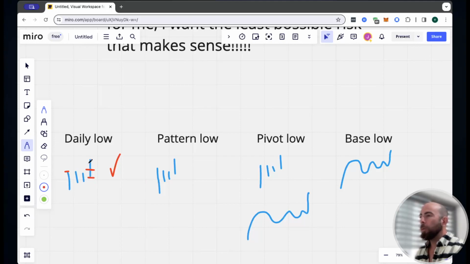So this is the daily low. What is a pattern low? Perfect. A pattern low is, let's say we have a movement up and then we have an inside day and an inside day.